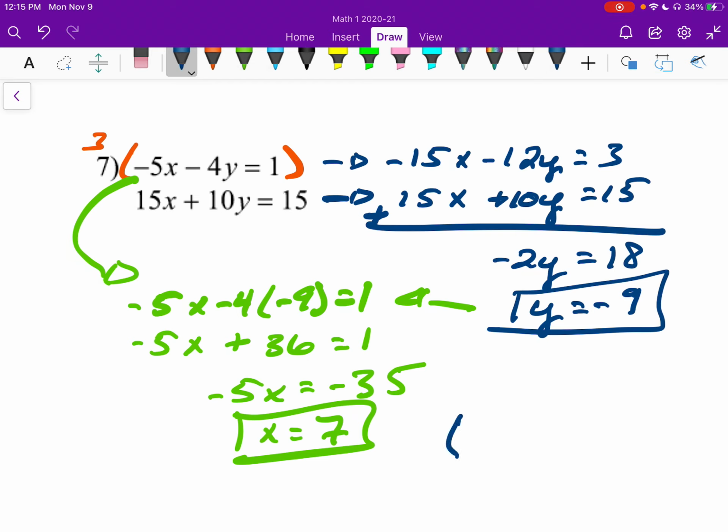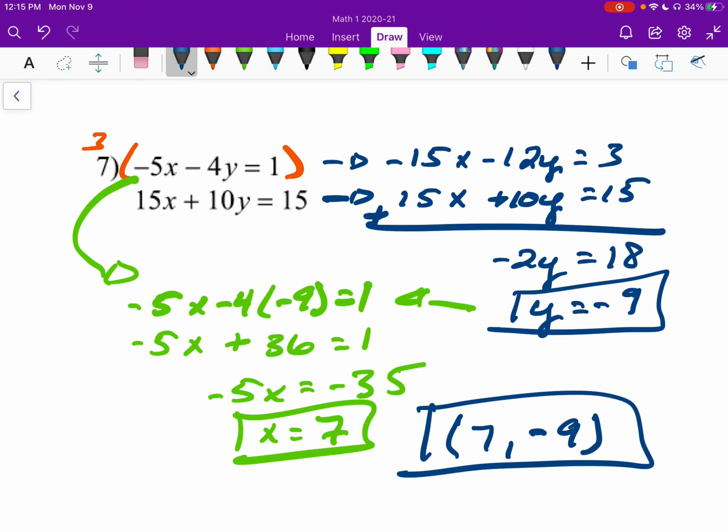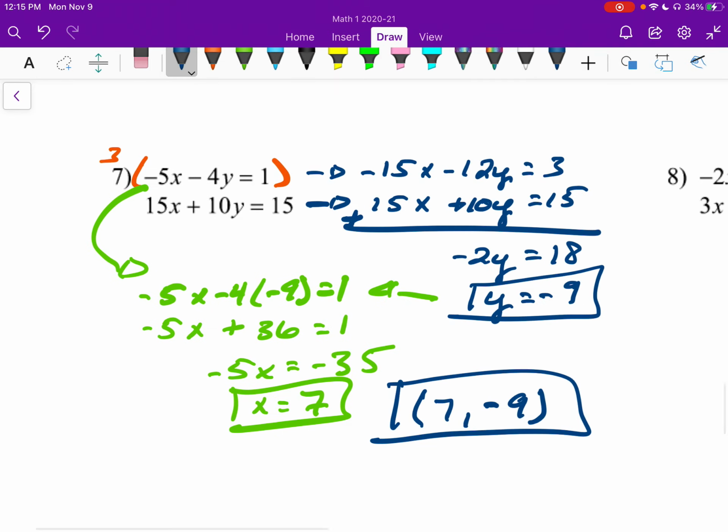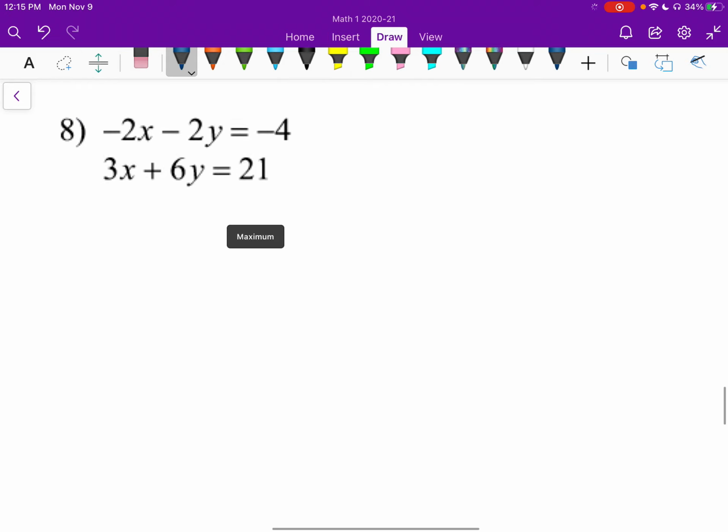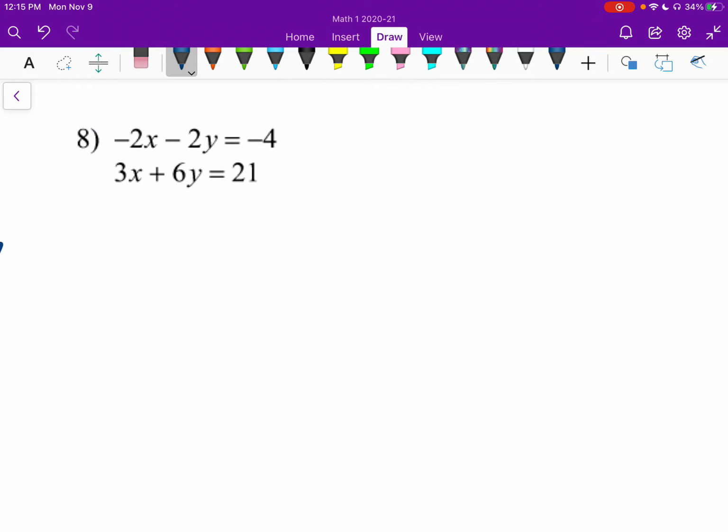And to write it as a point, my answer is going to be 7, -9. All right, last one, number 8. How do we want to solve this? Well, this top one, actually both of them we could divide something out. The top one, let's divide everything out by 2.